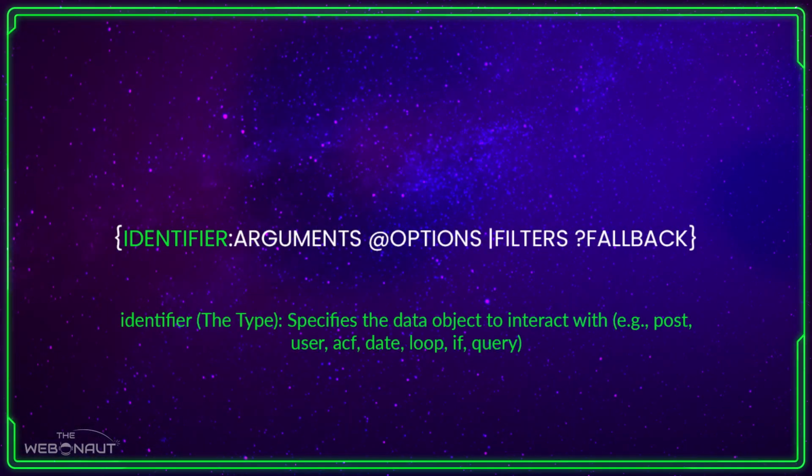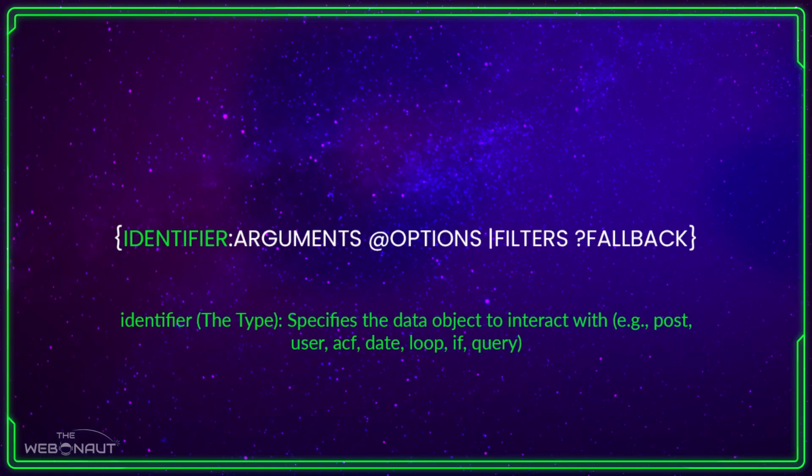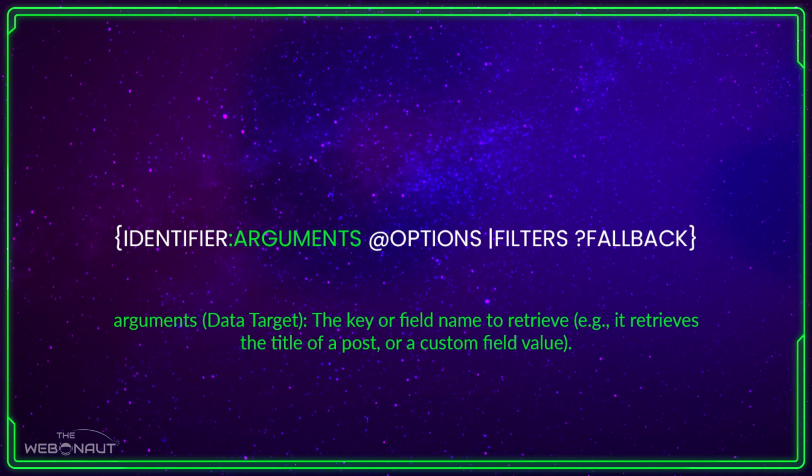So when it comes to shortcodes, they use a syntax enclosed in curly braces, and that allows complex and nested expressions. Here on the screen, you can see one. First, we have the identifier, and that's the type. It specifies the data object to interact with. Examples: post, user, ACF, date, loop, if, or query. And then we have the arguments. That's the data target, the key or the field name to retrieve. It retrieves, for example, the title of a post or a custom field value.